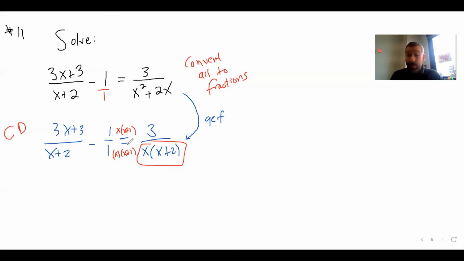Well, I'm just multiplying it by 1, so you can imagine it's just going to be x plus 2 on the top and bottom. For this left one, let's look at what this one is missing. It's missing an x, so let's multiply the top and bottom by an x. Now let's rewrite and see what we got.